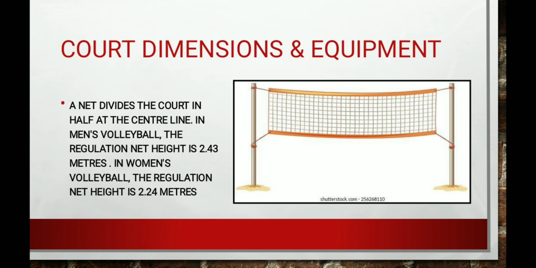Next is a net. The net divides the court in half at the center line. In men's volleyball, the regulation net height is 2.43 meters. In women's volleyball, the regulation net height is 2.24 meters.